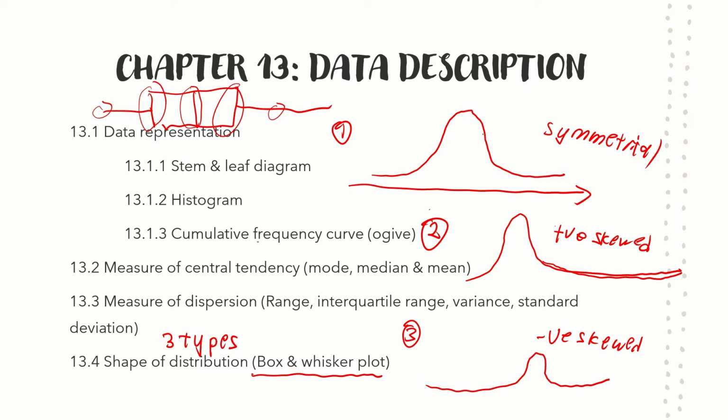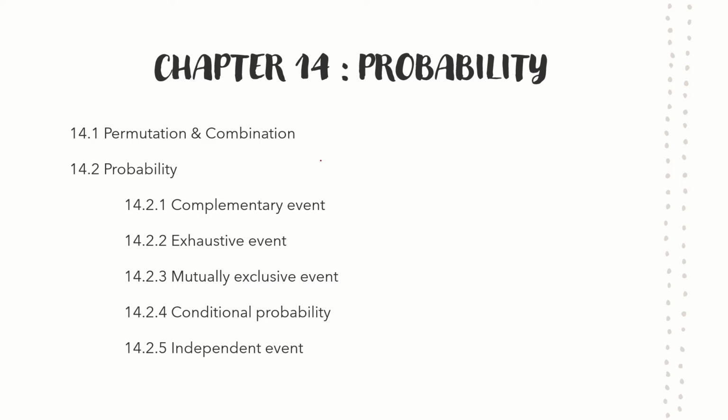Okay, so in conclusion, chapter 1 is not too difficult for you because mostly we have already learned it at SPM level. Just two things are new to you, that is the stem and leaf diagram and also the shape of distribution only. Because the others you have already learned at SPM level. So this is all about chapter 1.